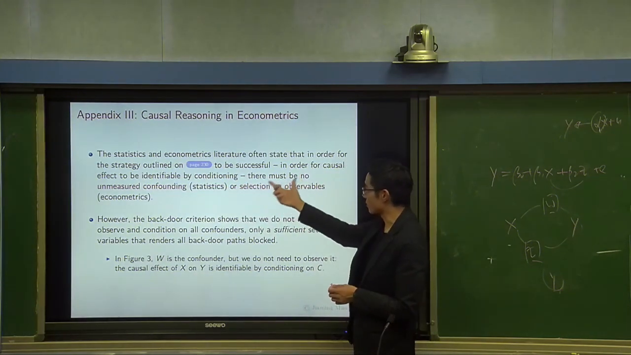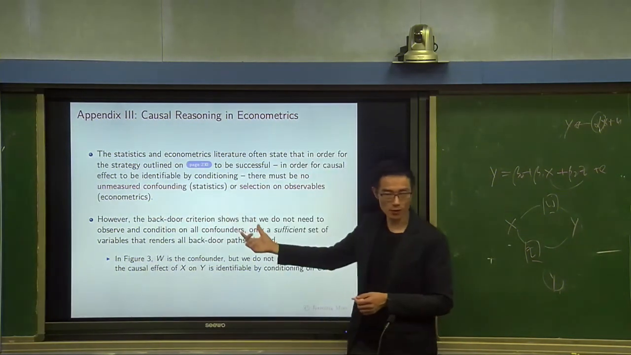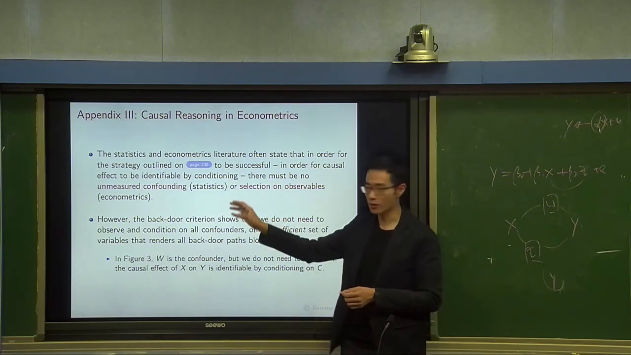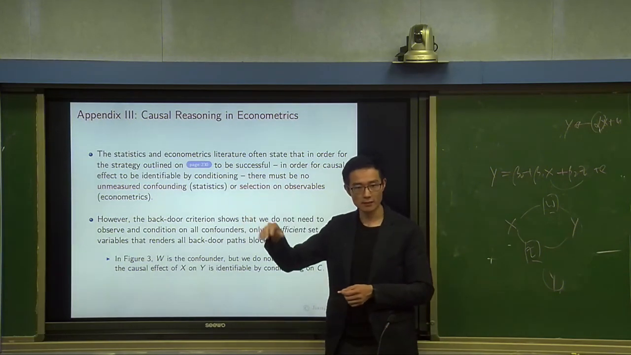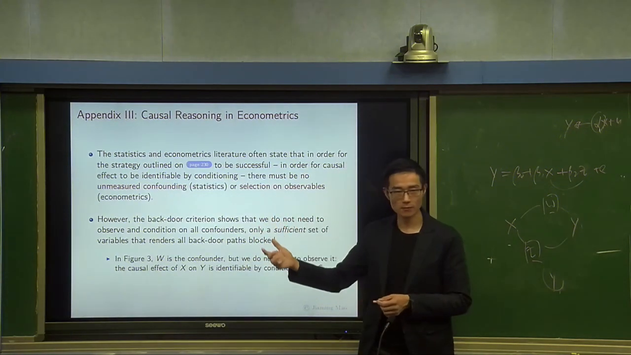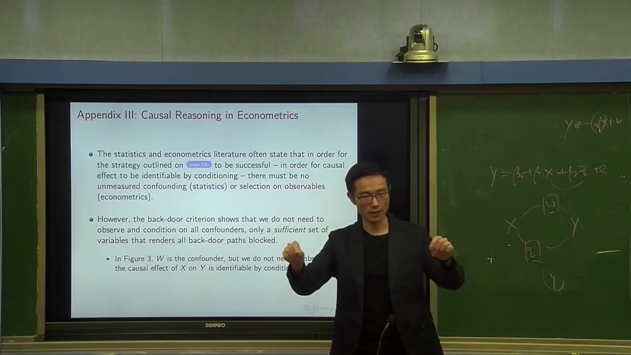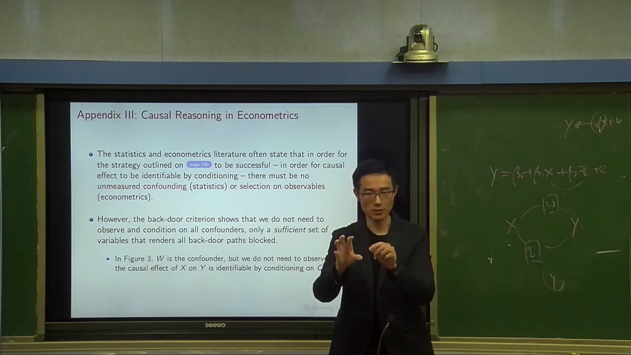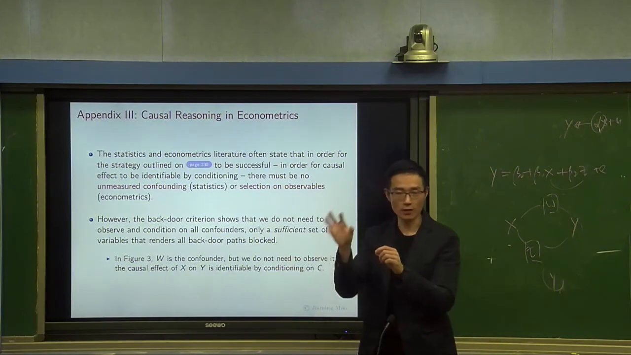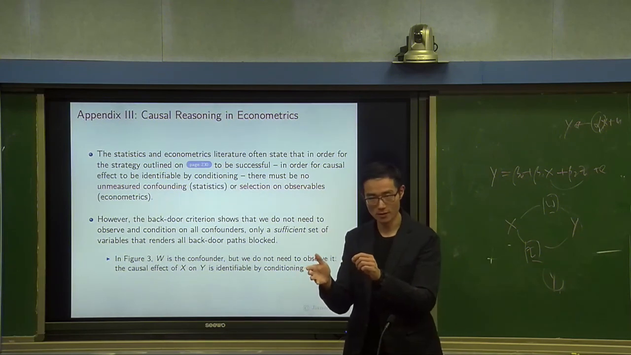How many of you have heard the term selection on observables or no unmeasured confounding? Because in many books we say if there is selection on observables, then we just need to control for these variables, and then the causal effect is identified. Selection on observables means every confounder, all the things that lead to both X and Y, is observed. If there are confounders that are unobserved, it's called selection on unobservables.